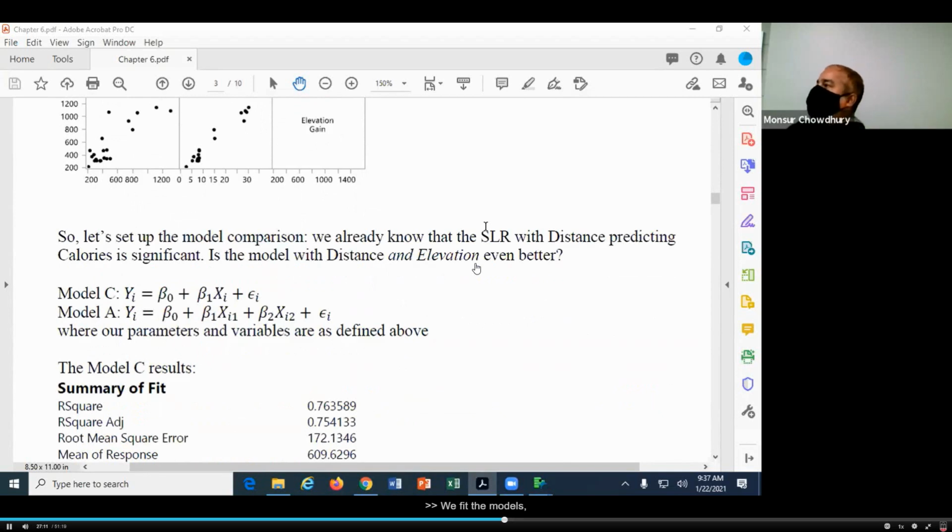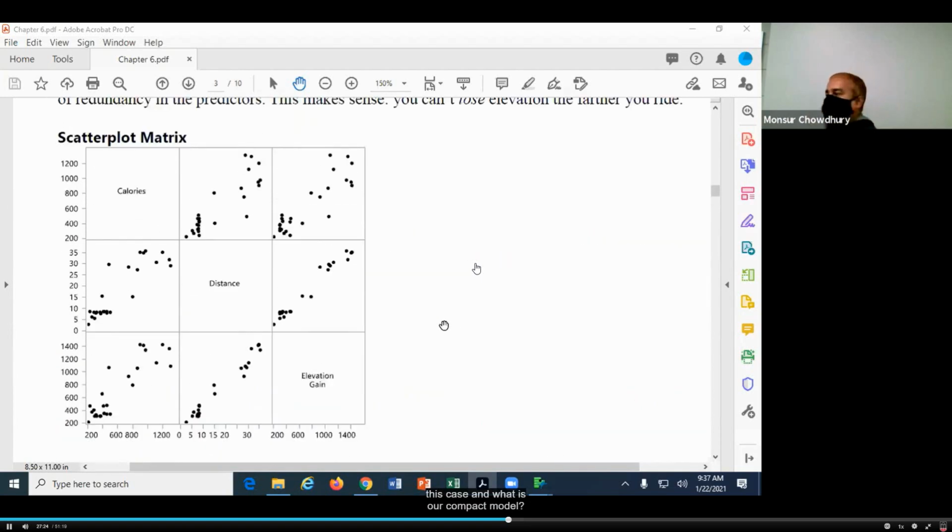so we fit the models, we check the scatter plot by using the correlation matrix. Now the next step is to compare the two models. So what is our augmented model in this case and what is our compact model? Tell me. Is the compact model just the mean model?